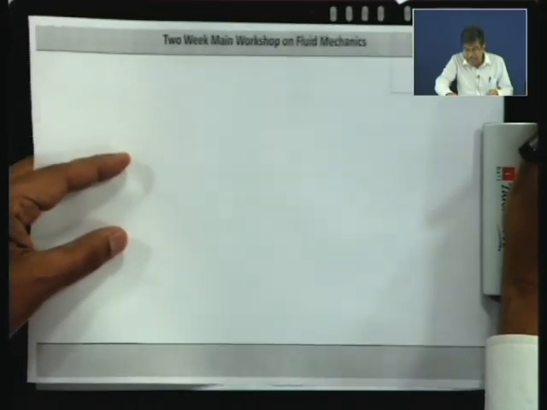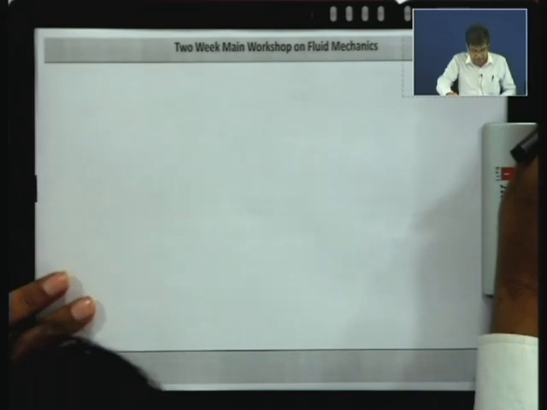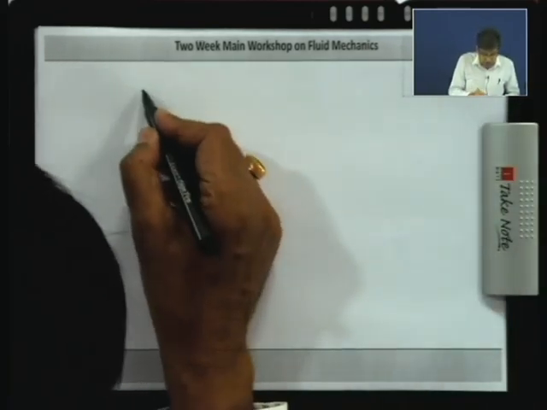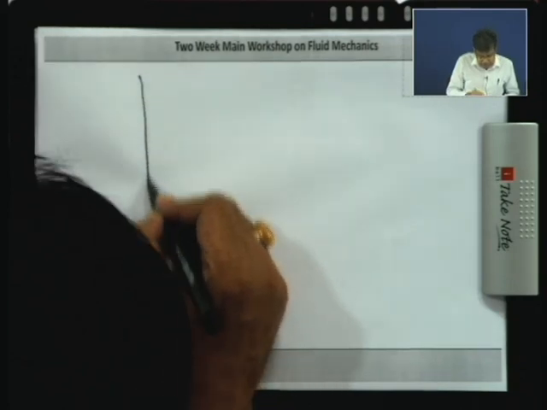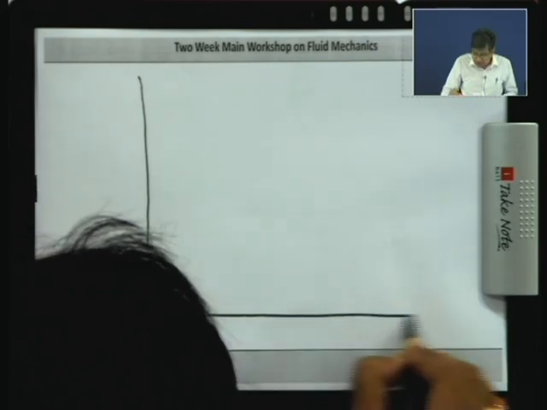Now, all these empirical informations, the data from the experiments of all these scientists, Stanton, Nikuradse, von Karman, Prandtl, were well documented by Moody in terms of a diagram known as Moody's diagram. So, what is this? I show you.